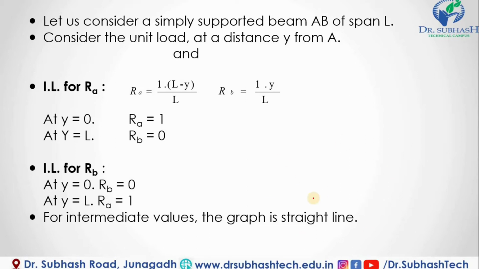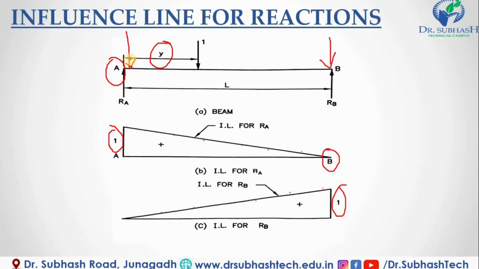So when y is 0, what value do we get for RA? Of course it should be 1. At y equal to L, what should RB be? RB is 0. You can see the same figure again. When y is 0, it means the unit load is at position A, and at that time RA should be 1. If y is L, there is no distance to multiply with the unit load, and therefore RB is 0.